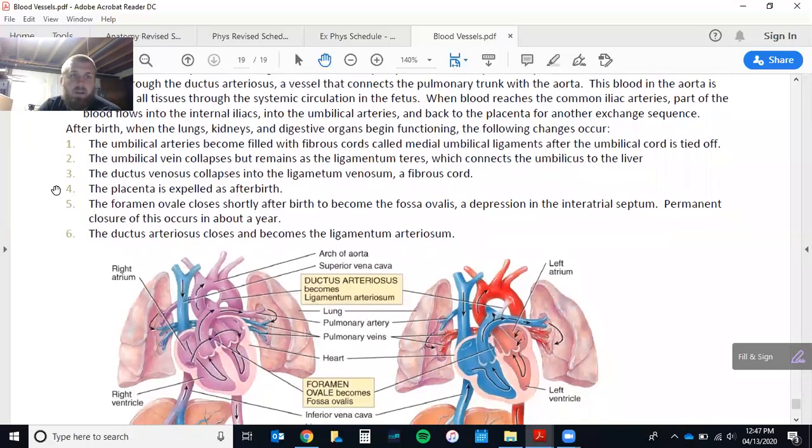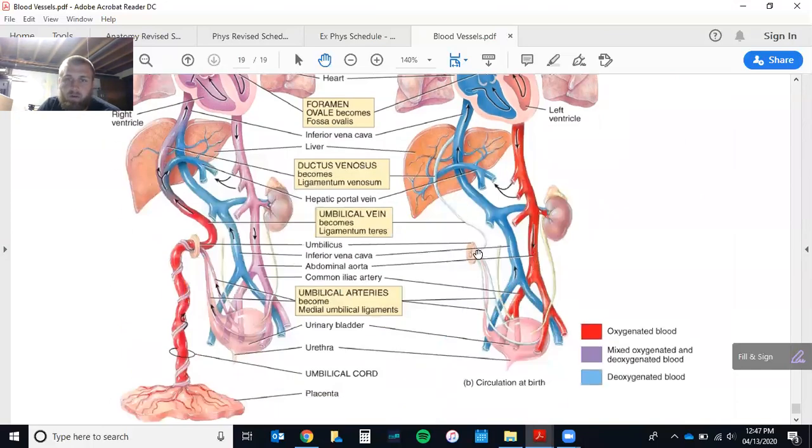Other things, the umbilical arteries, they become filled with fibrous cords. We call these medial umbilical ligaments after the umbilical cord becomes tied off. If you think about it, there's no reason to be pumping blood to our belly button because all it is, it's a scar. Okay? There is no connection there to the outside anymore, so there's no reason to deliver blood there. Okay? So these basically become scar tissue called medial umbilical ligaments.